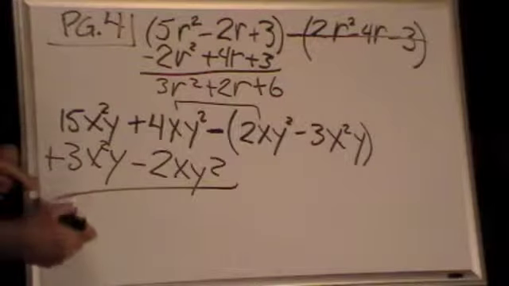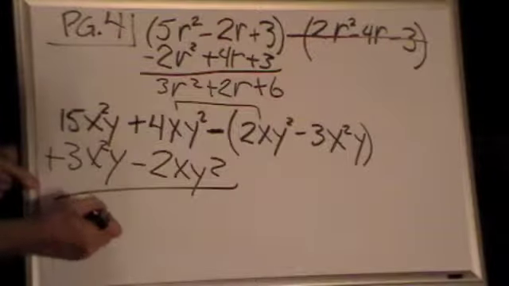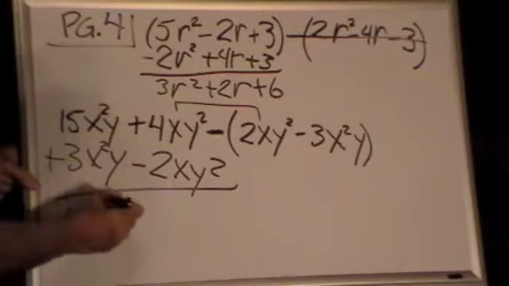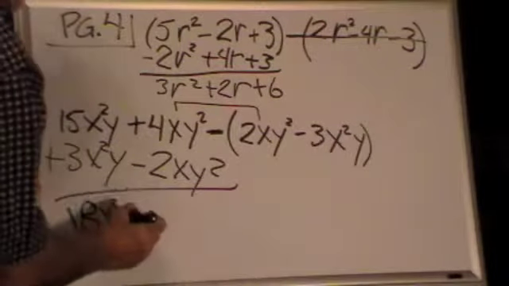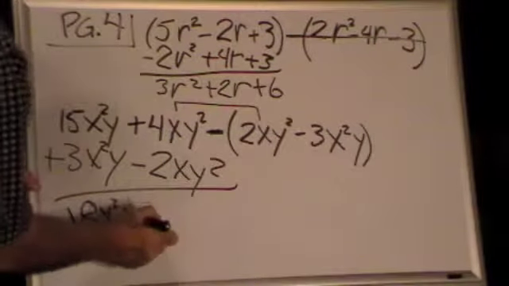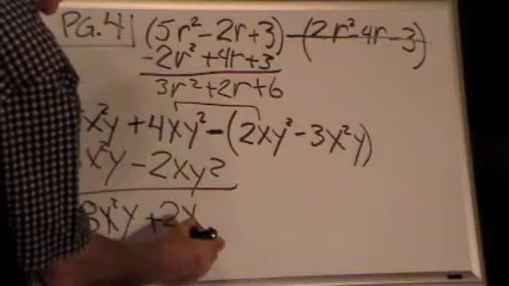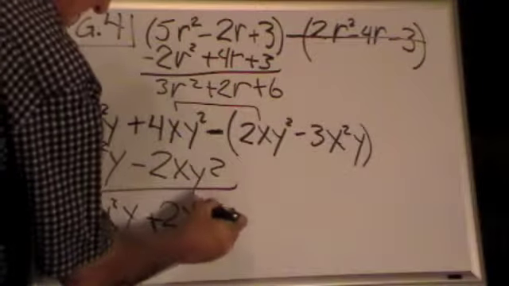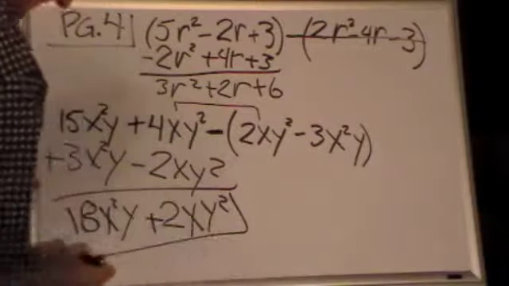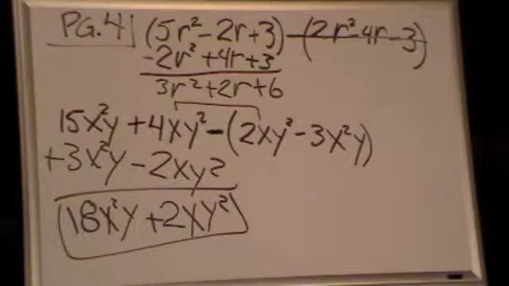Easy? You bet. That's 18x squared y plus 2x y squared. That's your answer. Very simple.